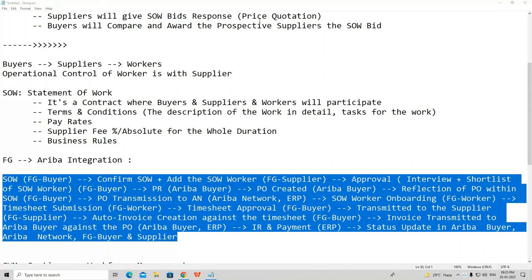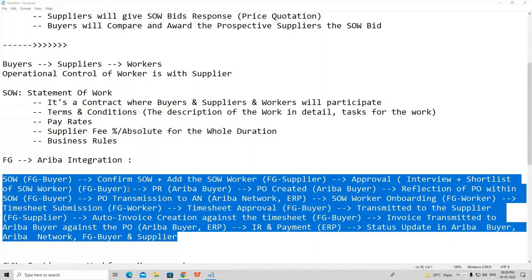Now, people generally ask me this question: Manoj, can't we replicate this contract from ERP to Fieldglass, or Ariba to Fieldglass? Then I will say that you can't. Why? Because the contract which we have in ERP or in Ariba is based on normal services procurement, normal material procurement. You won't have the contract against advanced services procurement.